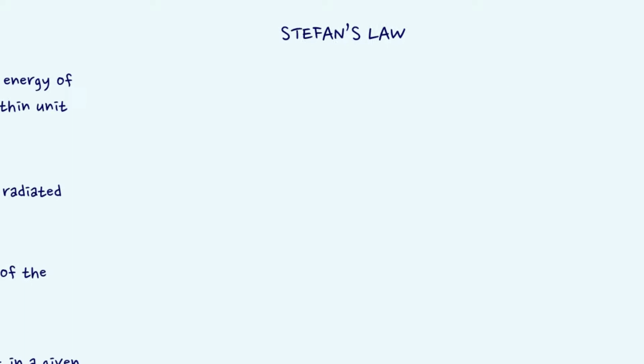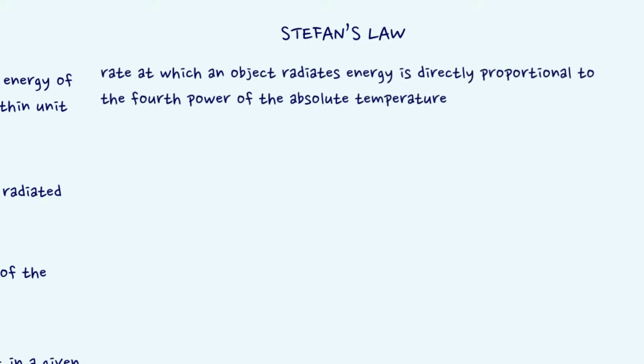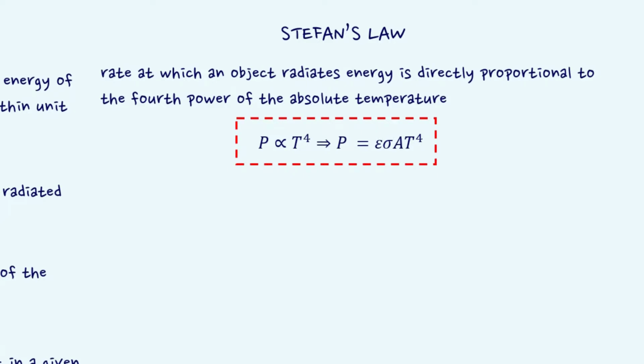Next we have Stefan's law. This law states that the rate at which a body radiates energy, that is energy radiated per second, is directly proportional to the fourth power of the absolute temperature of the body. That is, P is directly proportional to T to the power 4, which can be written as epsilon sigma A T to the power 4. Here, epsilon is the emissivity, sigma is Stefan-Boltzmann's constant, A is the surface area of the body.